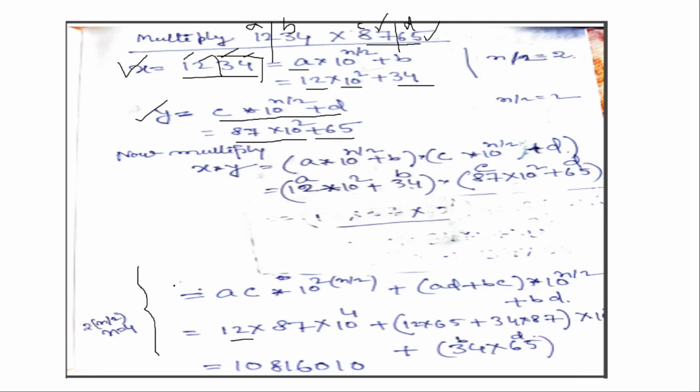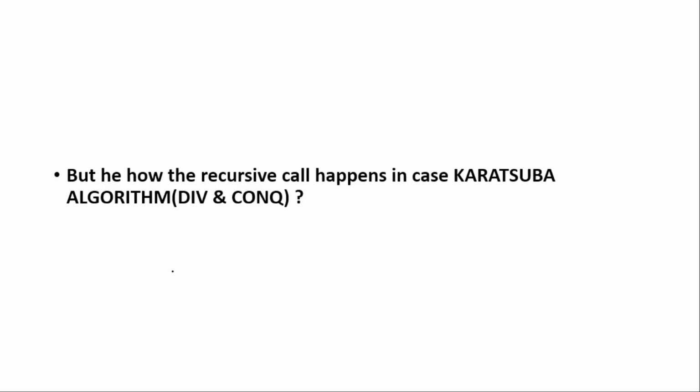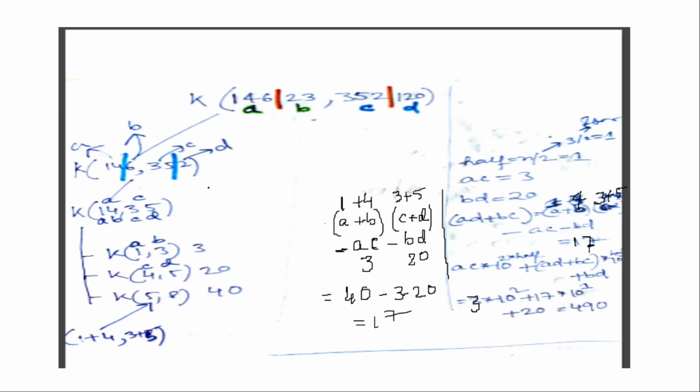But how the recursive calls will happen, that you have to find using a state space tree. You can see here the divide and conquer strategy. Two numbers are there. The first number is 146123, and the second number is 352120. Both are 6-digit numbers. So you simply divide it: the first number will be divided, the second number also will be divided. This is A, this is B, this is C, and this is D.